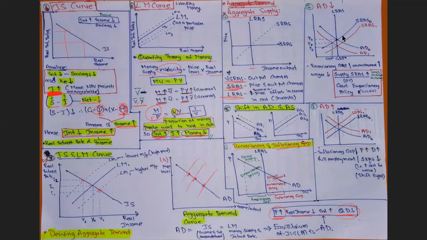Recessionary and inflationary gap. In this case, the real output in the economy is here, but due to an increase in aggregate demand, it is moving here, and this is due to an increasing inflation factor. So what the government needs to do in this case is contractionary policy. They need to reduce the money supply and increase the interest rates in order to move back to this position.